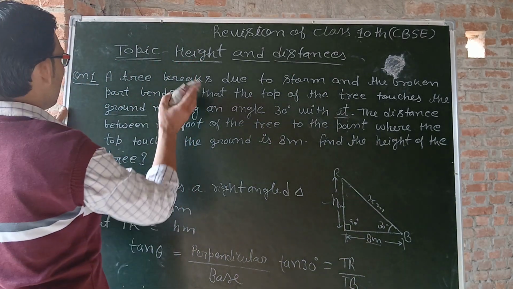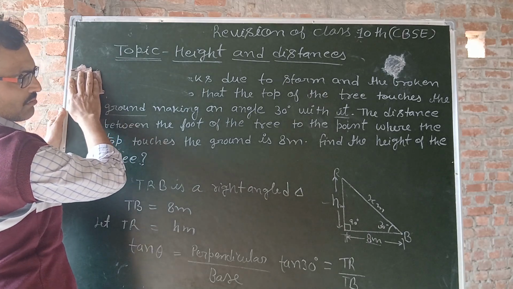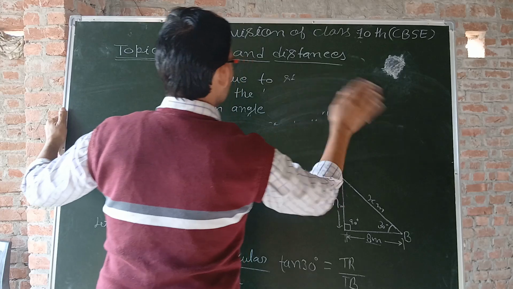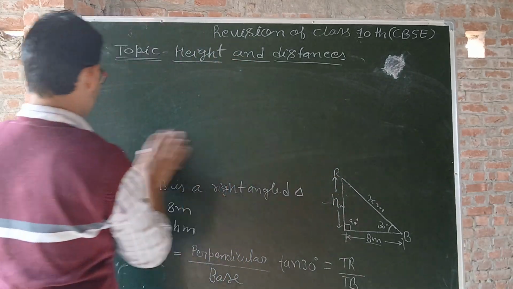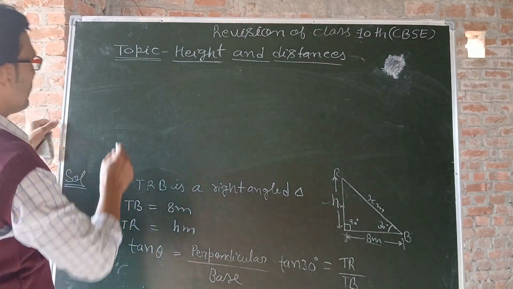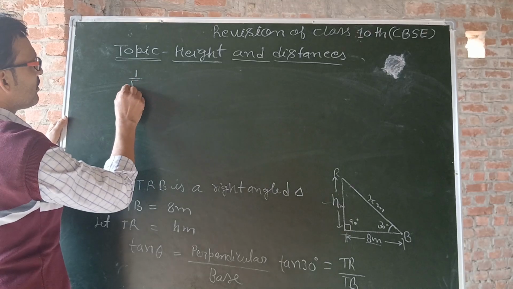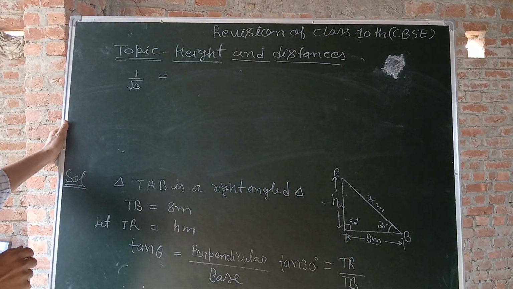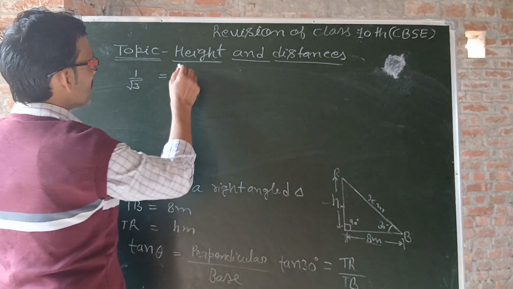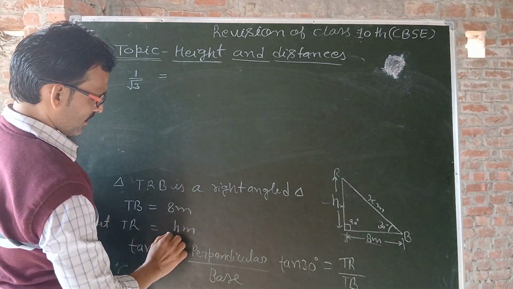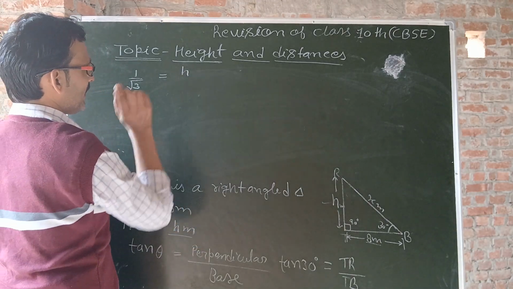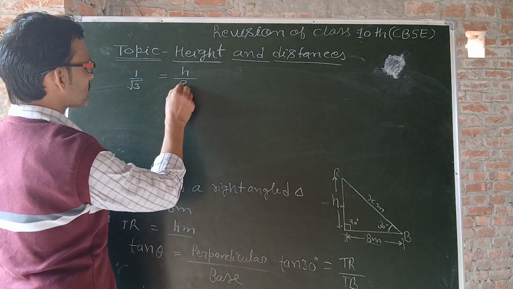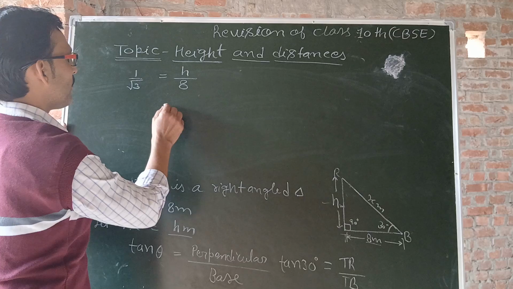Let me erase the question. Yes, we can erase it. Okay, so next, tan 30 value is 1 upon root 3. I think you all may now be able to learn it. TR is how much? h meters. I will write h here, and TB is 8. We have to find the value of h.